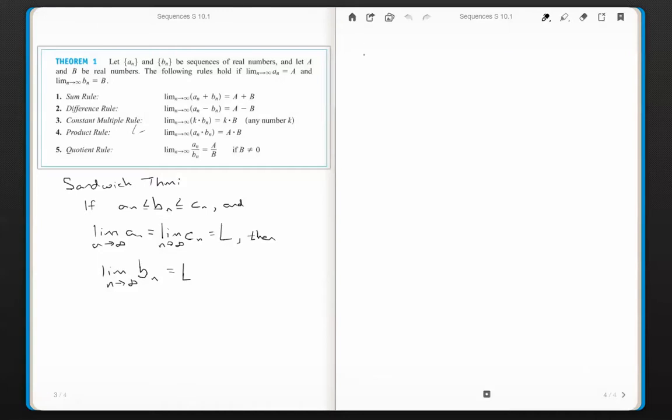Another handy one that will come up is our old friend L'Hopital.